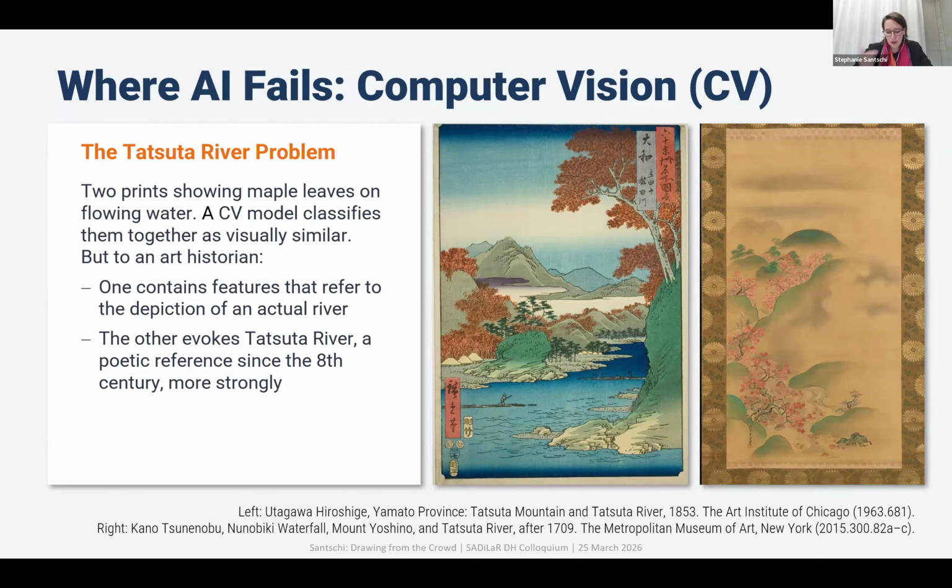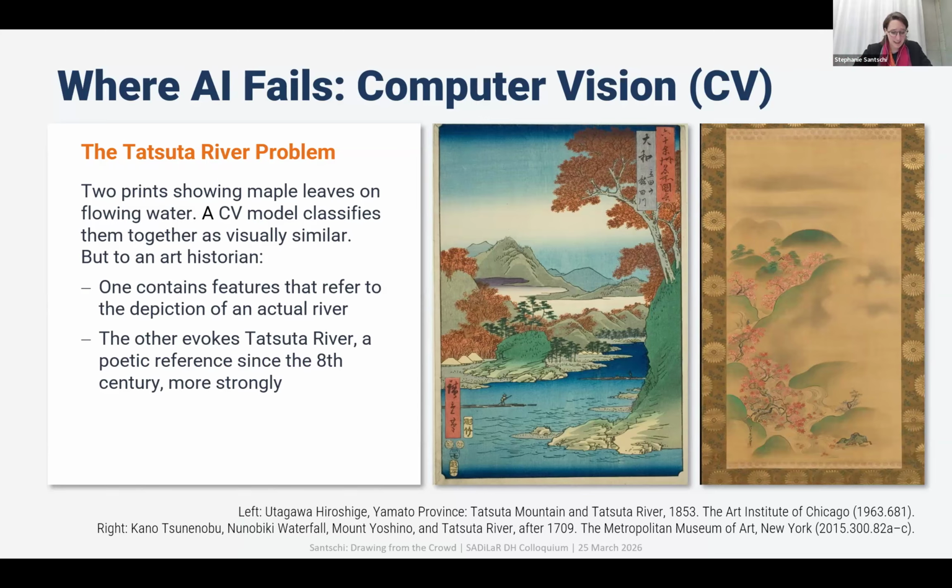which reach back as far as the 8th century poetry anthologies. The Tatsuta River was one of the most celebrated autumn scenes in classical Japanese poetry. These maple leaves aren't depicting a place, they're evoking one. And you would have to be trained to recognize it. And of course, computer vision classifies both images identically. It recognizes maple leaves, the water, the autumn scene. It would not have any way to distinguish the topographic from the poetic. The same visual elements, but entirely different epistemological status.